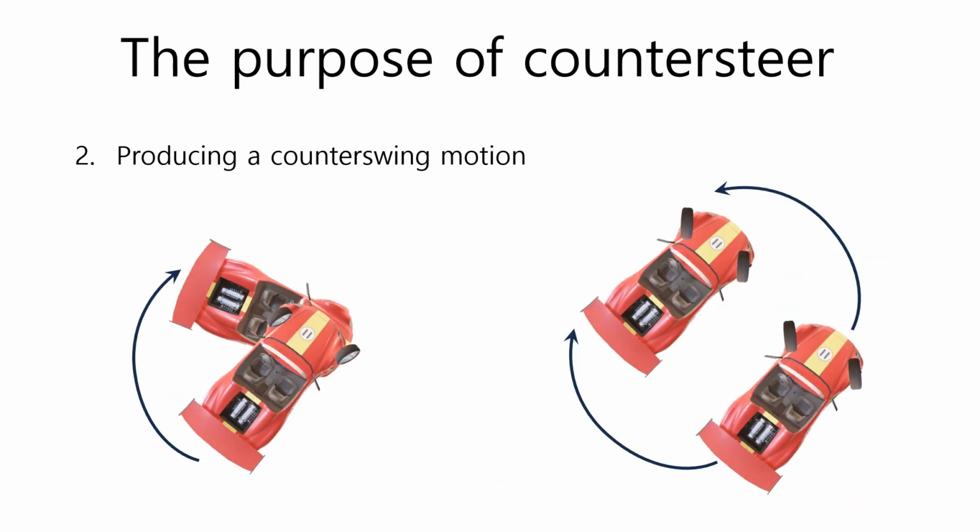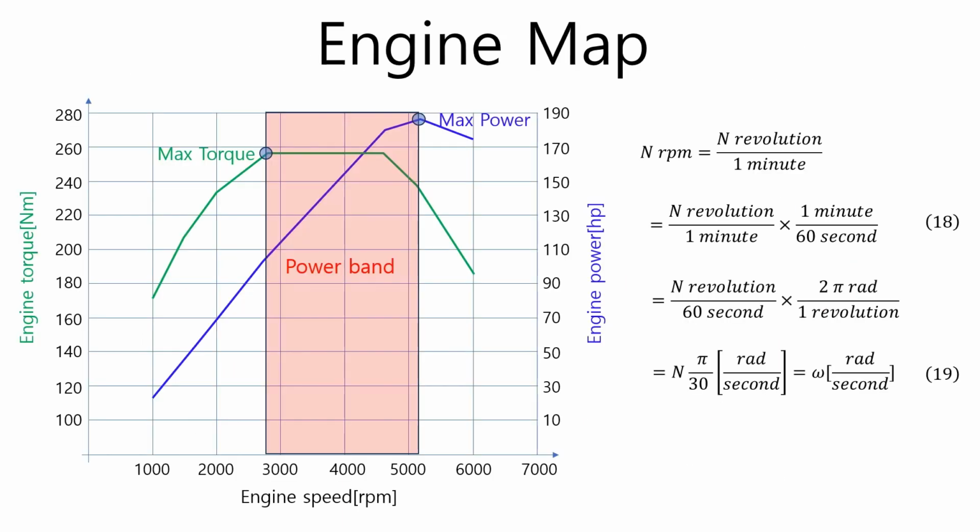The secondary purpose of countersteer is to create a counterswing motion in the vehicle, thus suppressing the vehicle's pendulum motion. When the rear wheel is pushed outward, pendulum movement occurs as shown in the picture on the left, resulting in yaw motion. At the beginning, when this condition begins to occur, if you countersteer quickly, a counterswing motion will occur in the vehicle as shown in the picture on the right, reducing the yaw motion of the vehicle and improving vehicle stability. Let's look at the engine map.